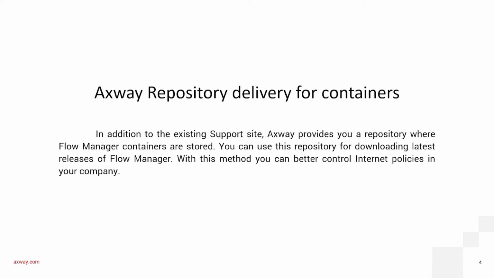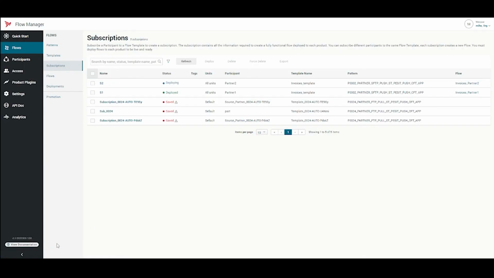You can check out the Flow Manager documentation. It will give you all the information on the new Axway repository and its usage for downloading containers. To access the Flow Manager documentation from the user interface, you can click this button here, View Documentation.